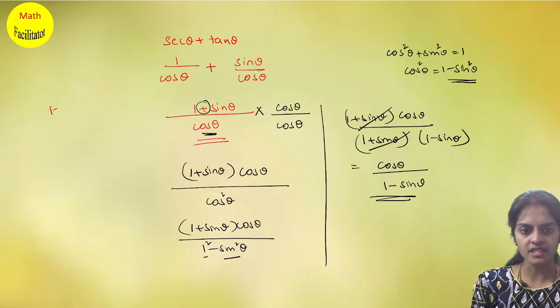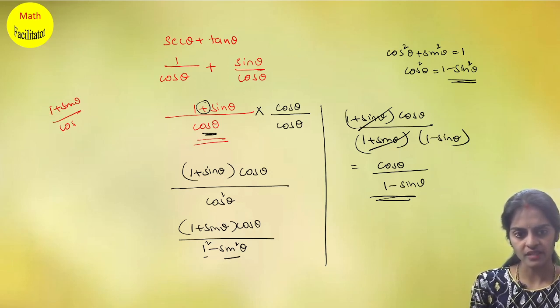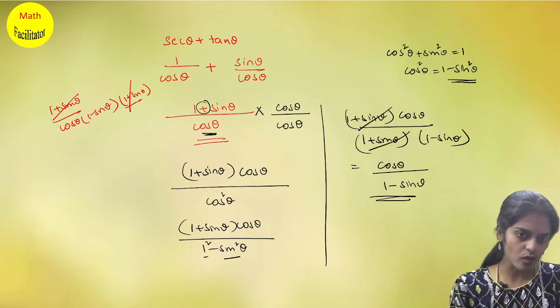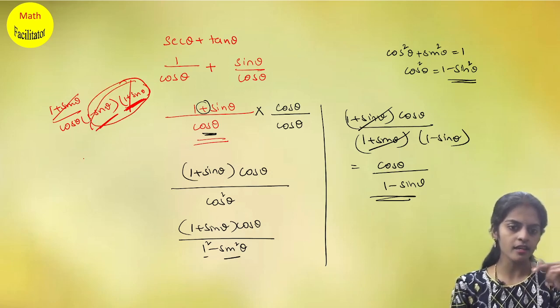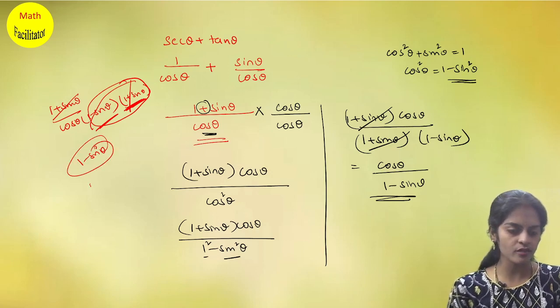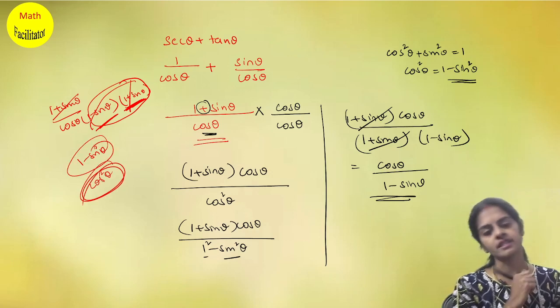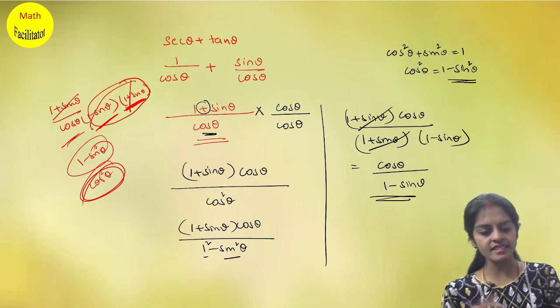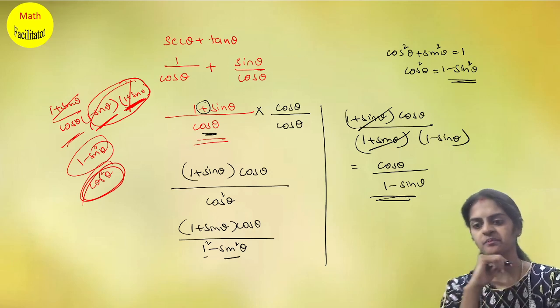See, I have this 1 plus sine theta by cos theta. But what I want is in the denominator I want 1 minus sine theta. And to cancel the numerator 1 plus sine theta, I want 1 plus sine theta in the denominator. So if I combine these two, it is nothing but 1 minus sine square theta. 1 minus sine square theta means cos square theta. So this is what I want in the denominator. So cos square theta I want, but I have only cos theta. So that is the reason you have multiplied and divided by cos theta.